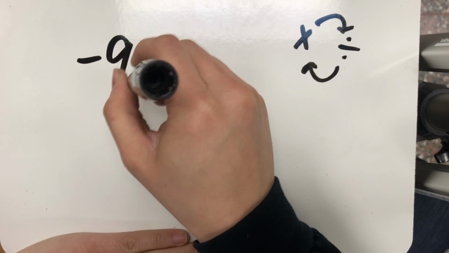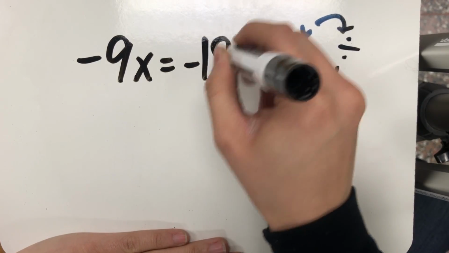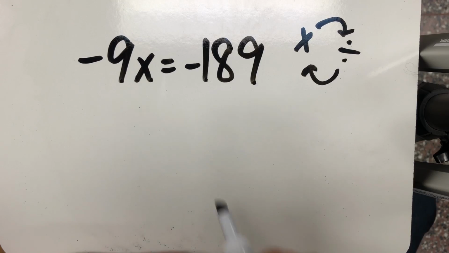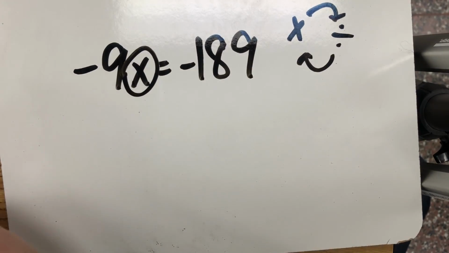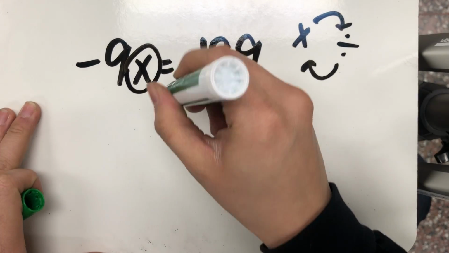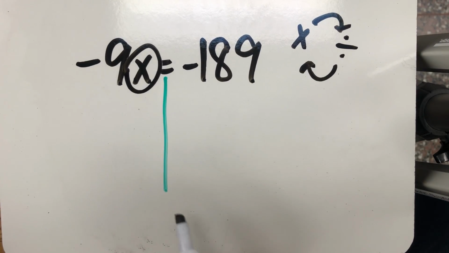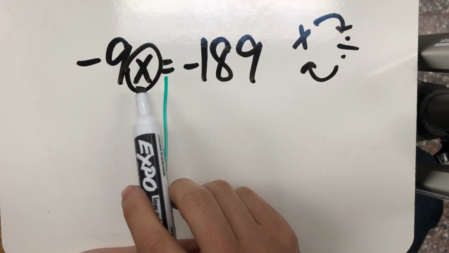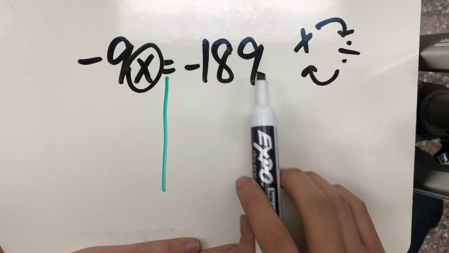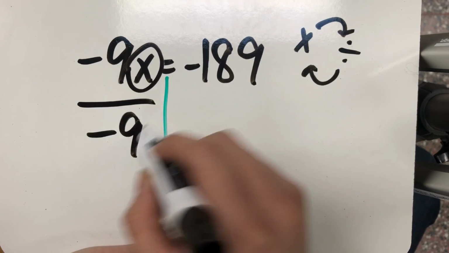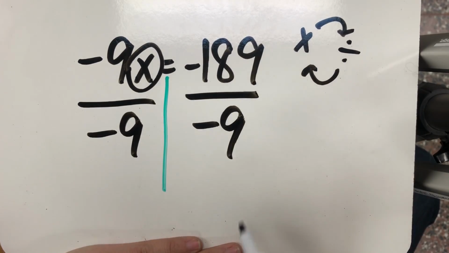Negative 9x equals negative 189. I'm solving for this x. And I'm going to draw a line down this equal sign to show me what two sides I'm keeping balanced. This x is being multiplied times negative 9. What is the opposite of multiply by negative 9? Divided by negative 9. So if I divide this side, I also have to divide this side.